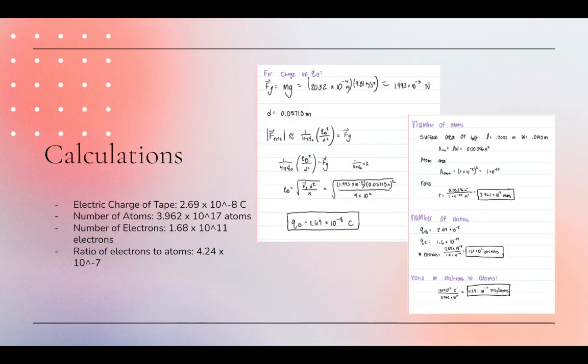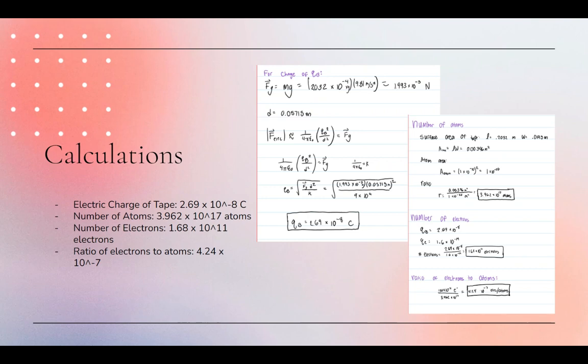These were the calculations needed to determine the electric charge on the tape, which was 2.69 times 10 to the negative 8th coulombs. The number of atoms was 3.962 times 10 to the 17th atoms. The number of electrons was 1.68 times 10 to the 11th electrons, and the ratio of electrons to atoms was 4.24 times 10 to the negative 7.